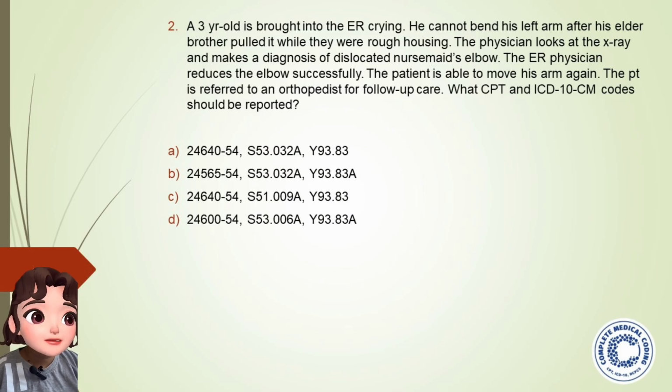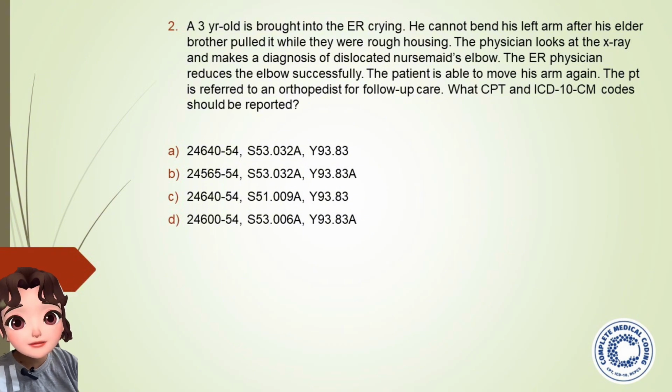Now moving on to the second question. A 3-year-old is brought into the ER crying. He cannot bend his left arm after his elder brother pulled it while they were roughhousing. That's a sort of game. The physician looks at the X-ray and makes a diagnosis of dislocated nursemaid's elbow. The ER physician reduces the elbow successfully. The patient is able to move his arm again. The patient is referred to an orthopedist for follow-up care. What CPT and ICD-10-CM codes should be reported?